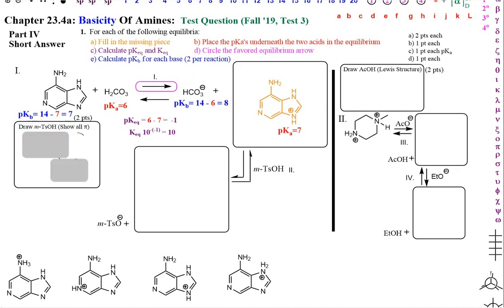As for drawing MTSOH, we have to realize that M stands for meta, T stands for toluene, S stands for sulfonic, OH is the acid. Toluene is methylbenzene. In the meta position, we have a sulfonic acid. And that is metatoluene sulfonic acid, a strong acid. pKa is negative 5 approximately for that one.